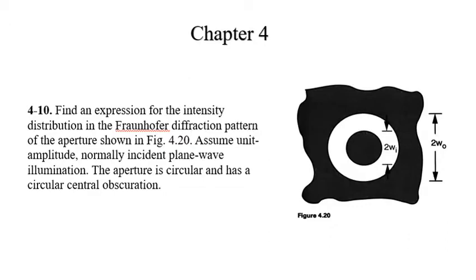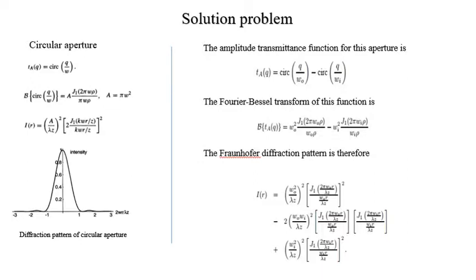In this problem, we have to find an expression for the intensity distribution in the Fraunhofer diffraction pattern of the aperture shown on the right side. First of all, I will show you the mathematical solution, then go to the simulation.